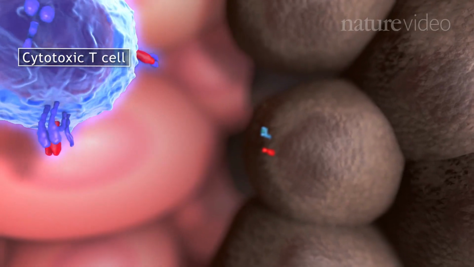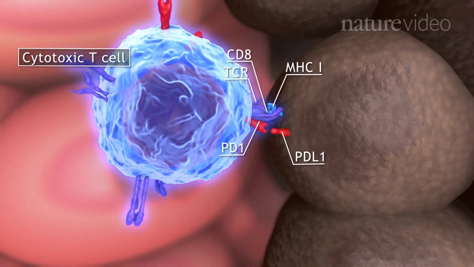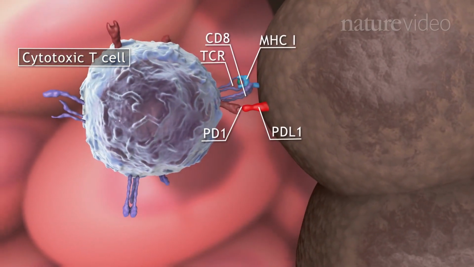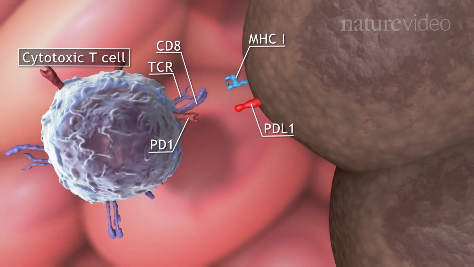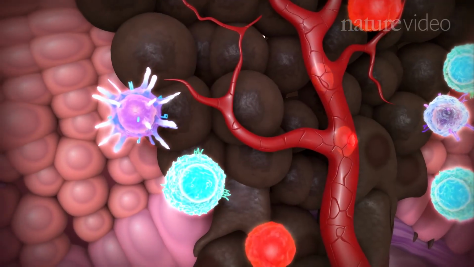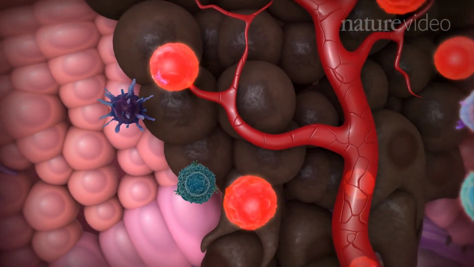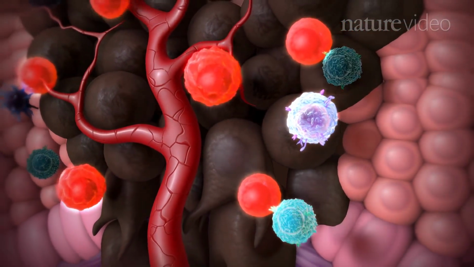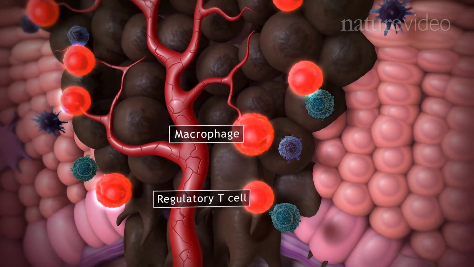Some tumor cells actively suppress T cells by expressing inhibitory molecules such as PD-L1. PD-L1 binds to the PD-1 receptor on T cells and deactivates them. This is an immune checkpoint. In addition, tumor cells can attract immune cells that suppress the activity of other immune cells, thereby supporting tumor growth. These immunosuppressive cells include regulatory T cells and certain types of myeloid cells.